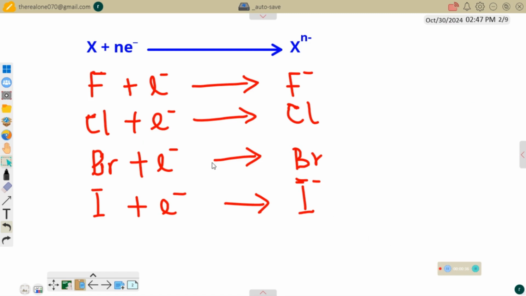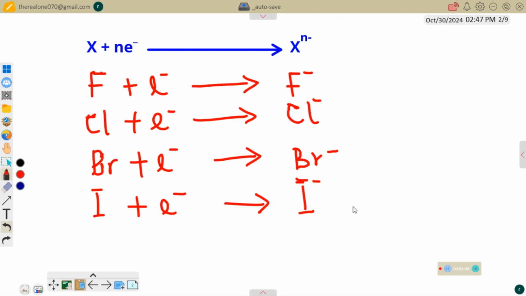So consider each one of these. Fluorine can gain one electron to become the fluoride ion, and chlorine can gain one electron to become the chloride ion, which is Cl minus. And bromine can also gain one electron to become the bromide ion, Br minus. And also iodine can gain one electron to become the iodide ion, I minus.